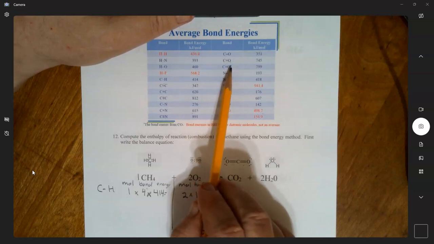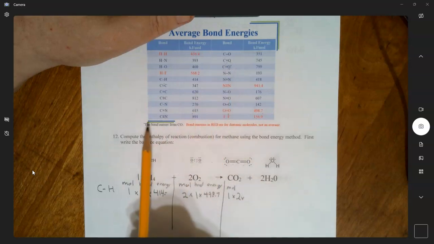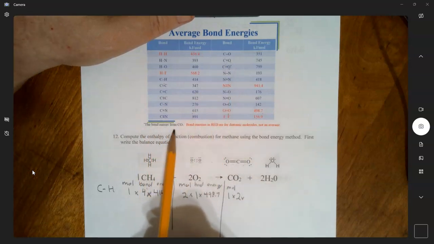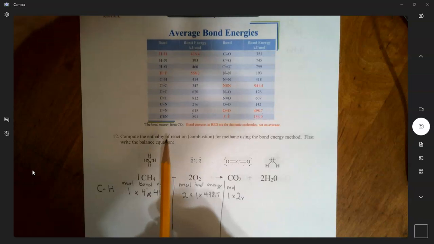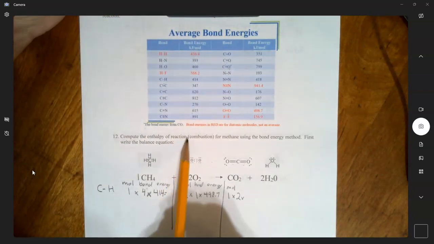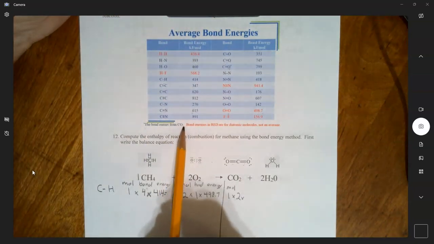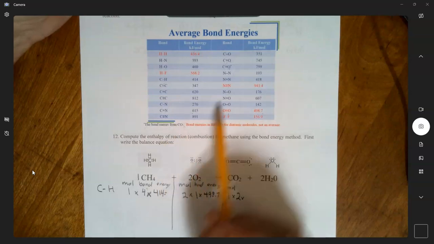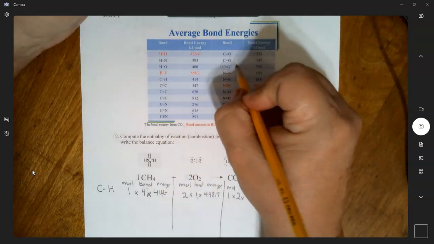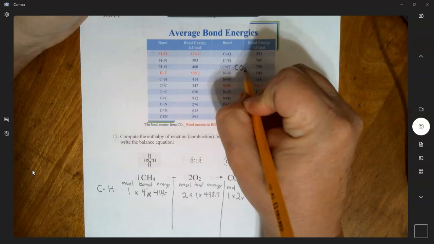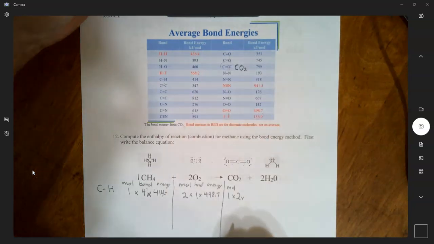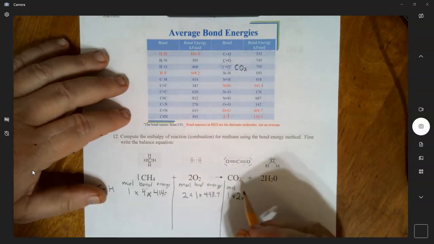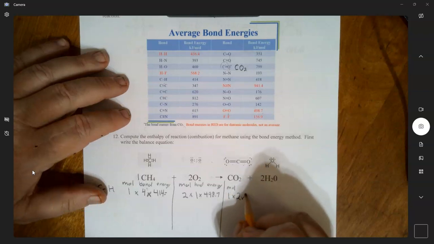What's the difference? This one has an asterisk, and if you go down to the bottom, it says the bond energy for CO from CO. It should be CO2. It's hard to read the 2, so that's for CO2. This is for CO2, so you can go ahead and write that here. This is for any other carbon-oxygen double bond, okay? So we're going to go with 799.